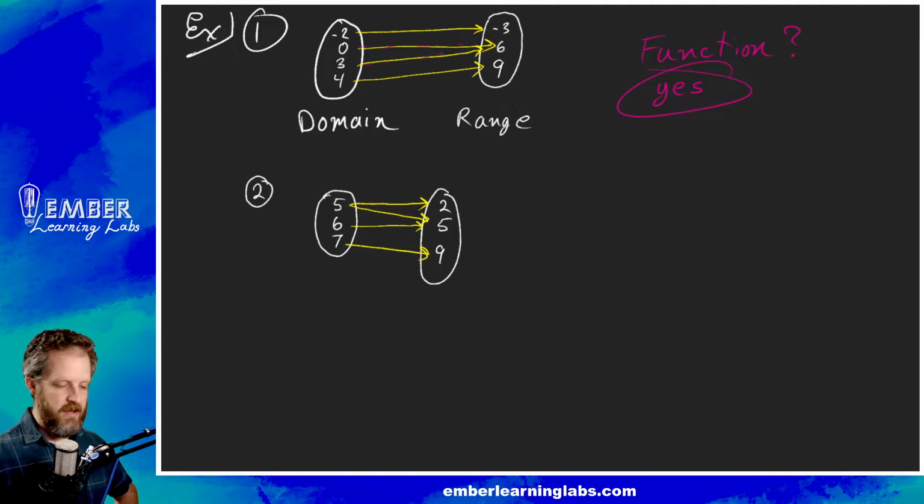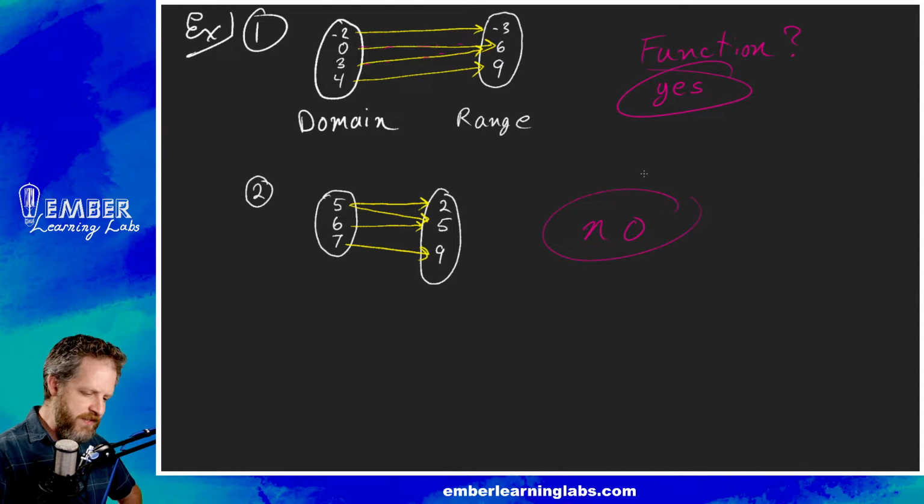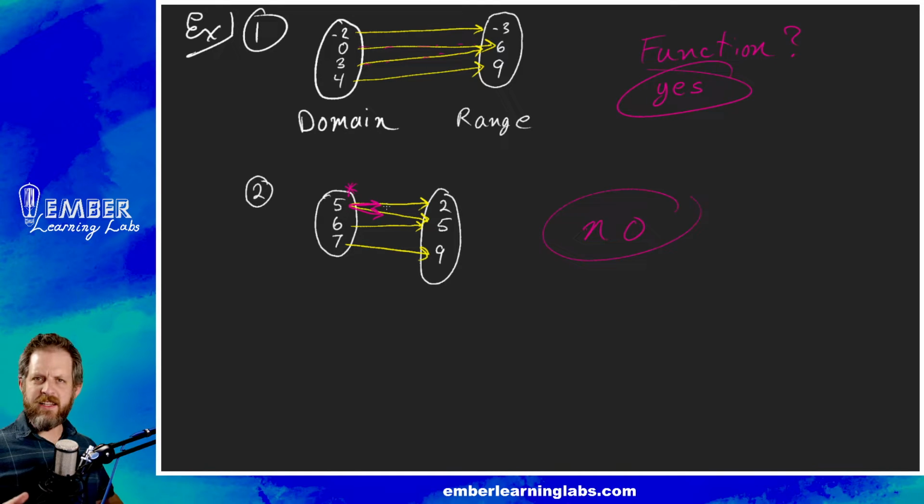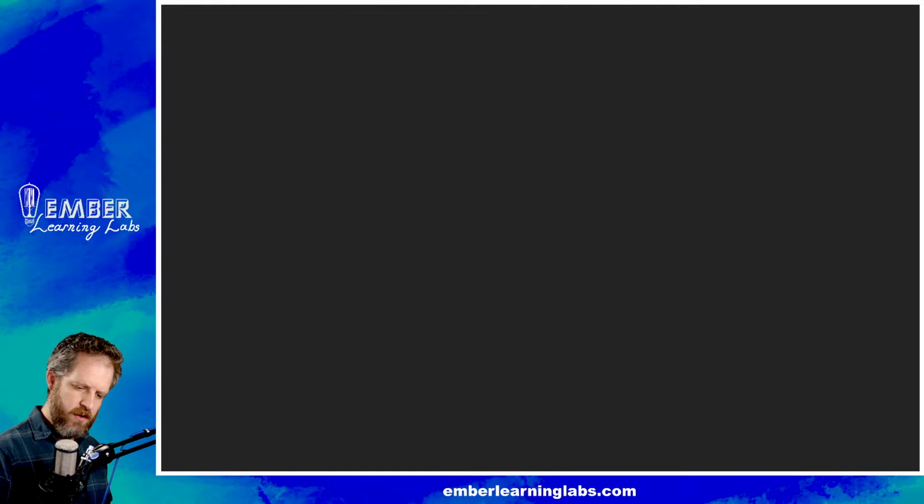Now, this one, I've already basically said, is a no. This is not a function. And the reason it's a no is because of this part right here. This is the important bit. Because that 5, that member of the domain, has 2 possible outcomes, that makes this not a function. Let's look at another type of example and see if we can continue to understand what's going on.